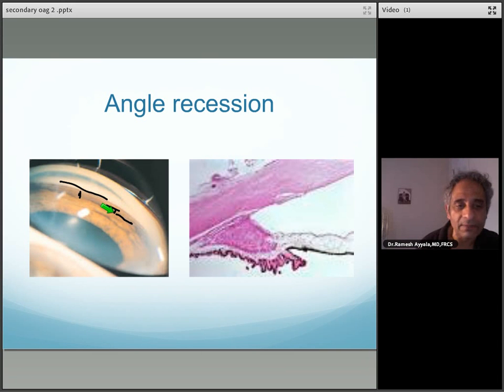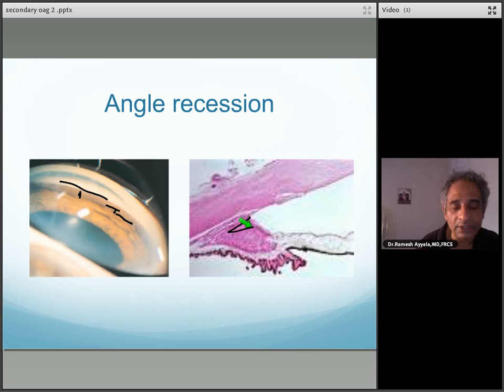And here is histopathology of the same, where you can see there's a split in the face of the ciliary body itself, separating out between the longitudinal and the circular muscle fibers of the ciliary body. This is an OCAP question that they frequently ask you in your boards. So how do you manage patients with angle recession glaucoma?